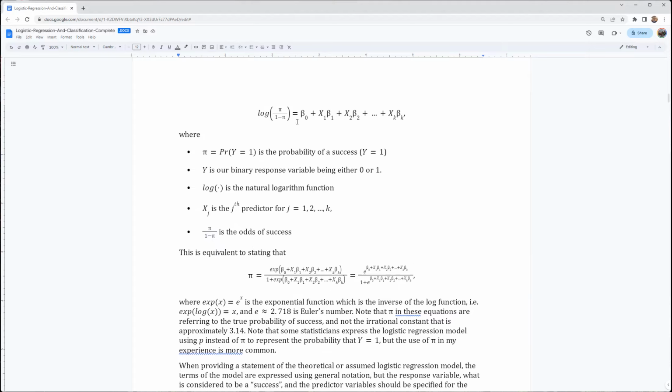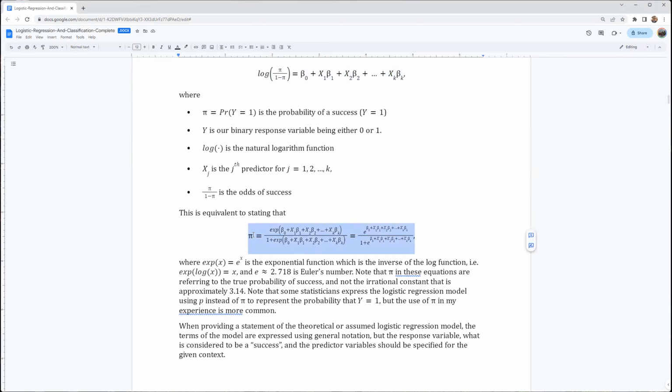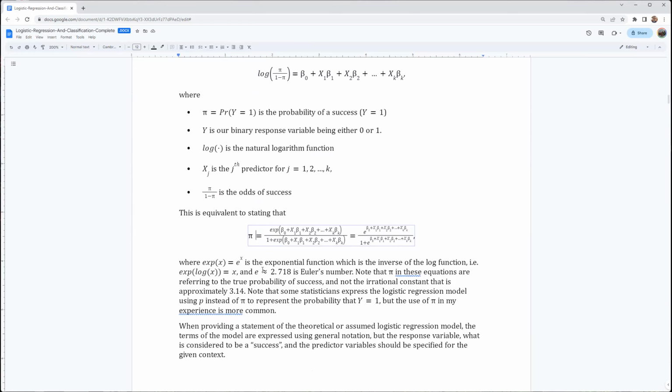So this logit form of the logistic regression model is equivalent to modeling the probability of success. If you solved for pi here, you could manipulate this equation to solve for pi. You would find that pi is equal to the exponentiation of the right-hand side, which is sometimes referred to as the linear predictor. So we have the exponentiation of the linear predictor over 1 plus the exponentiation of the linear predictor.